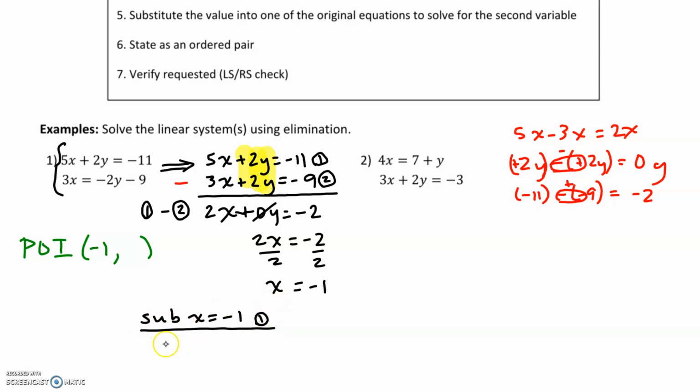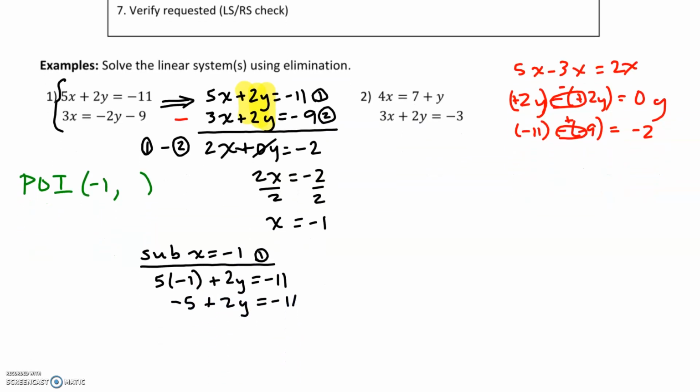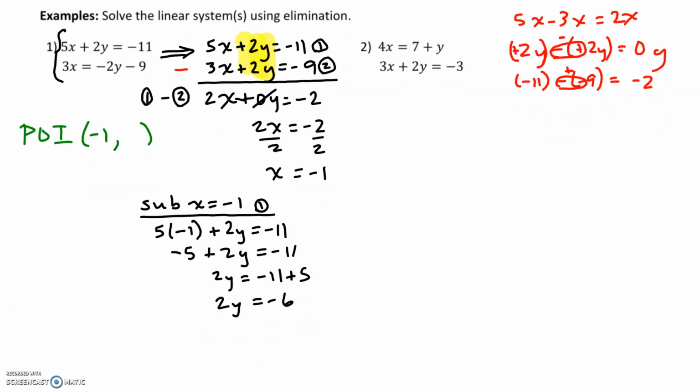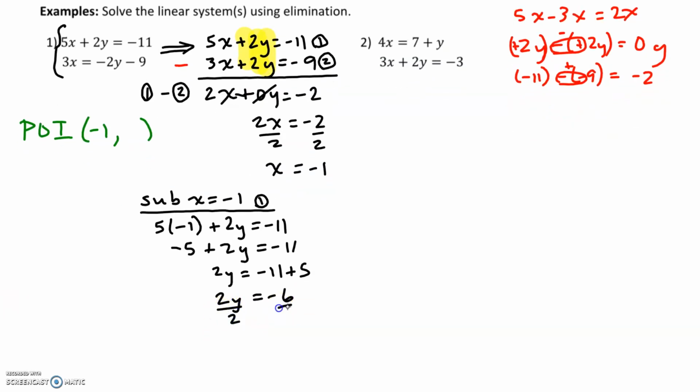So equation 1 is 5x plus 2y equals negative 11, so that means instead of 5 times x, I do 5 times negative 1 plus 2y equals negative 11. 5 times negative 1 is a negative 5, plus 2y equals negative 11. And we'll leave 2y here equals negative 11 plus 5, and 2y equals negative 6. And now we'll just divide both sides by 2, so y equals negative 3.